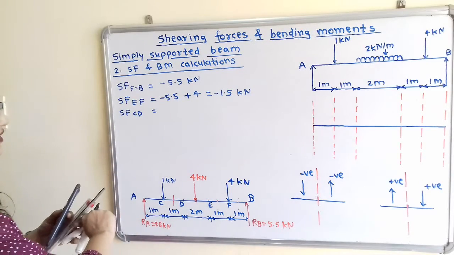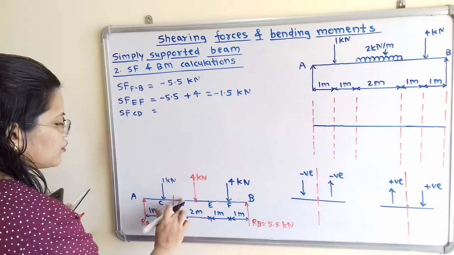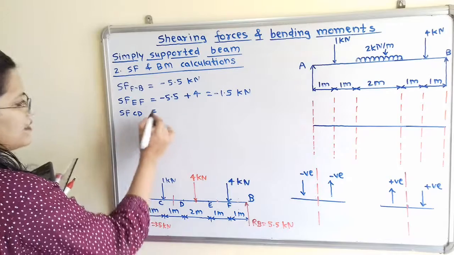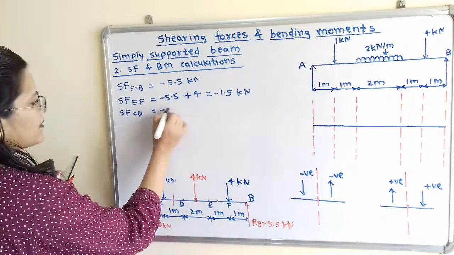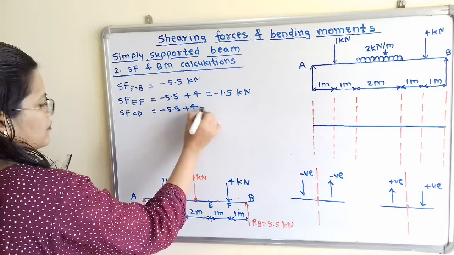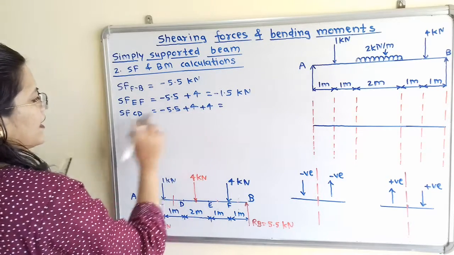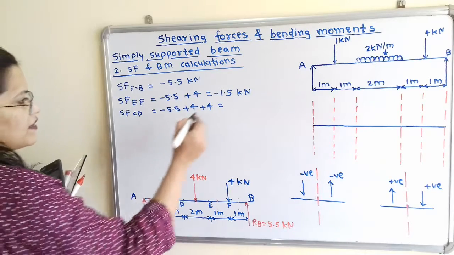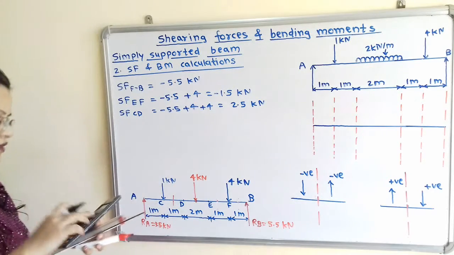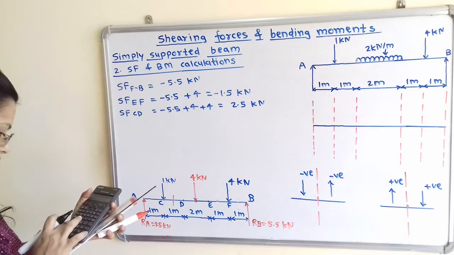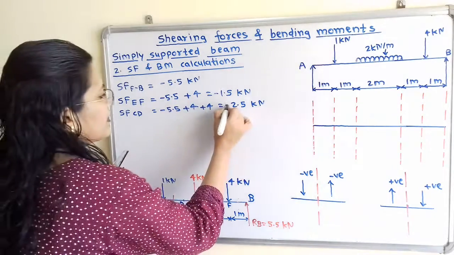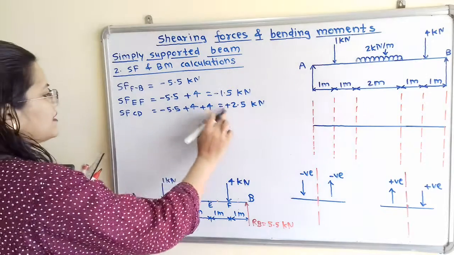Now how to calculate this? So we have to take the summation of forces on the right hand side. So RB, that is with a minus sign because it is in the upward direction. So minus 5.5 plus 4 plus 4. So we have to take 8 minus 5.5, that is 2.5 kilonewton. So if we observe here, this 8 minus 5.5 is plus 2.5, so we will give here the positive sign. So this sign is important.